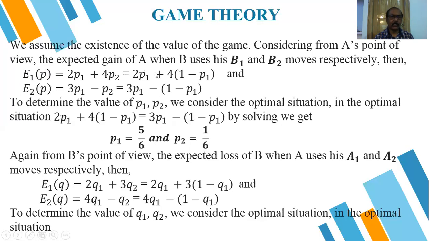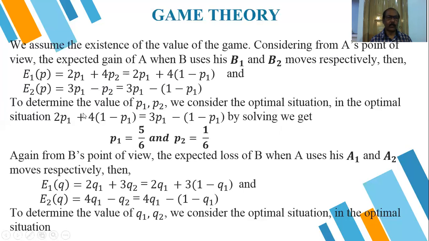We have to check the column wise. P1 plus 4P2, and P2 we can replace by 1 minus P1, so 4 into 1 minus P1. When B is selecting B2, that means the second column, we are getting 3P1 minus P2, since minus 1 is there, so minus 1 into P2, that means minus P2. P2 will be replaced by 1 minus P1.